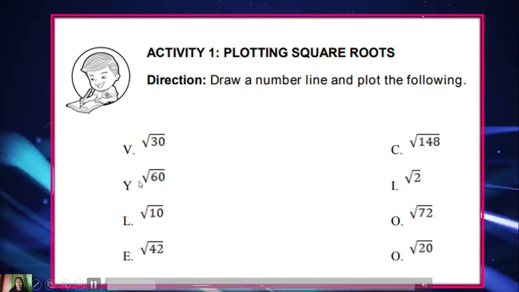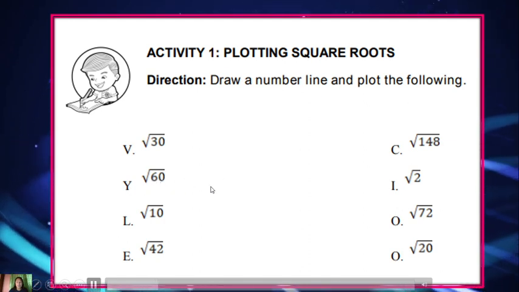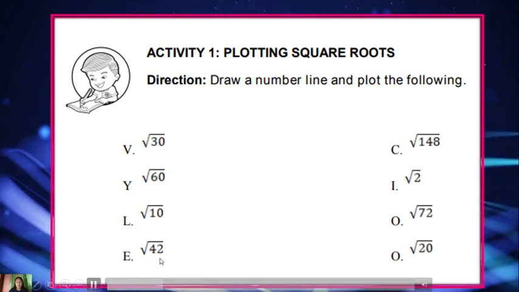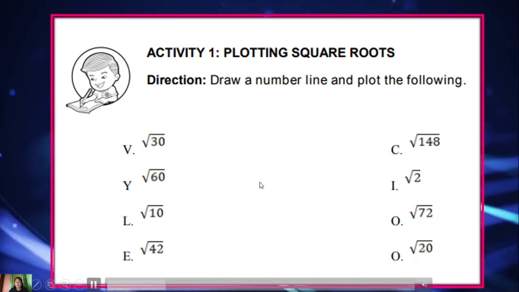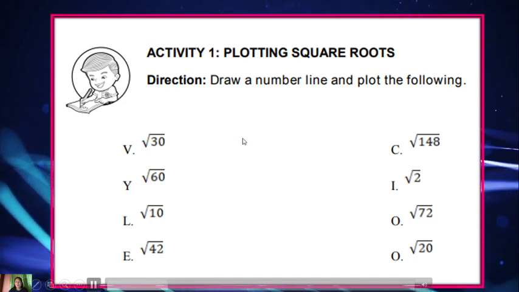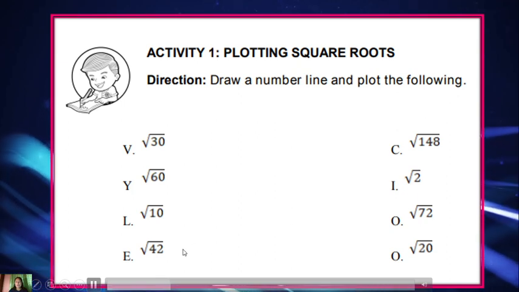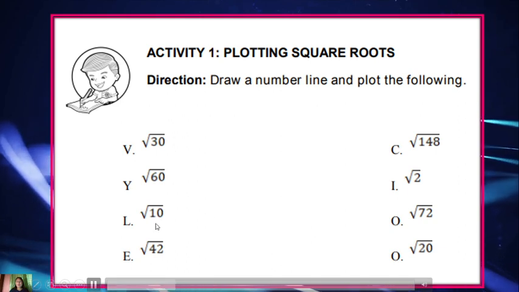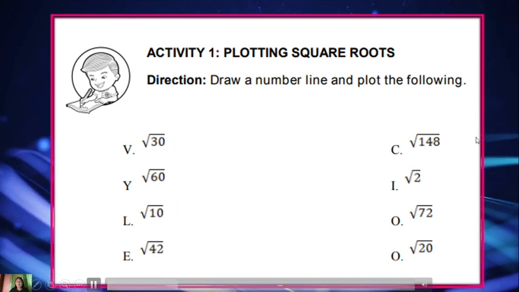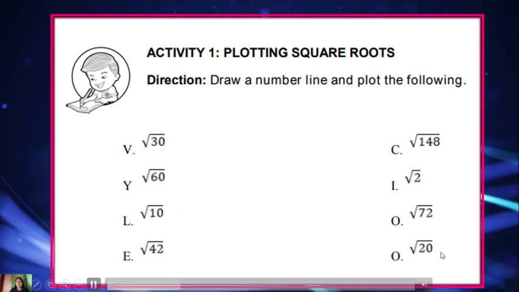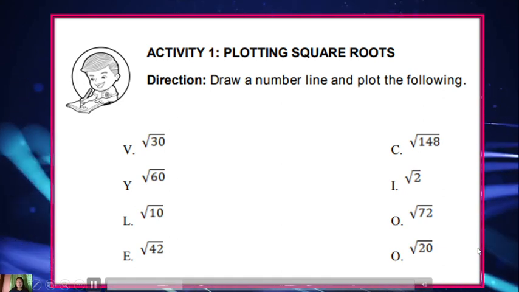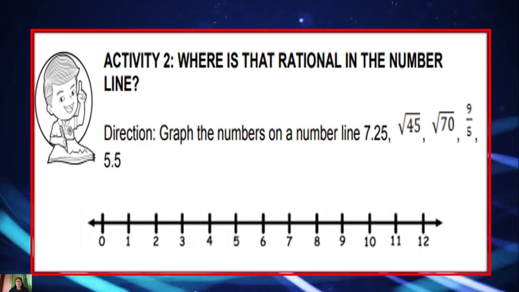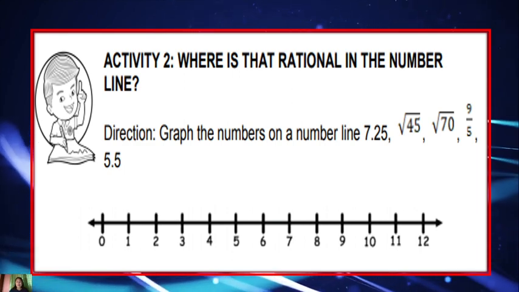And then, we have also letter Y, square root of 60, letter L, all of these. So, how many? 1, 2, 3, 4. You are going to make 8 number lines in every letter. So, you will make an individual number line here so that it is cleaner. Okay, understood?